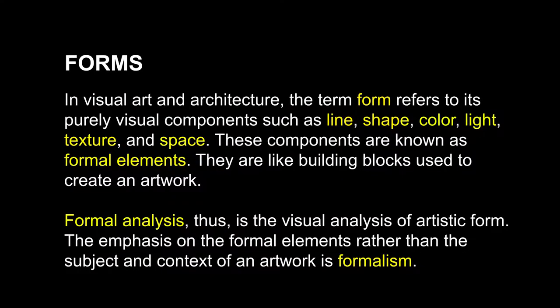In visual art and architecture, the term form refers to its purely visual components, such as line, shape, color, light, texture, and space. These components are known as formal elements. They are like building blocks used to create an artwork. Formal analysis, thus, is the visual analysis of artistic form. The emphasis on the formal elements rather than the subject and context of an artwork is formalism.